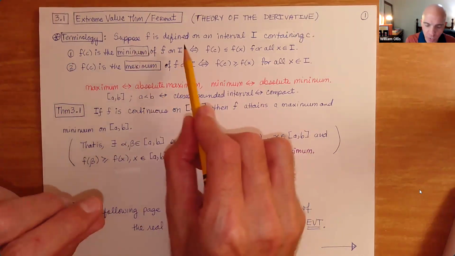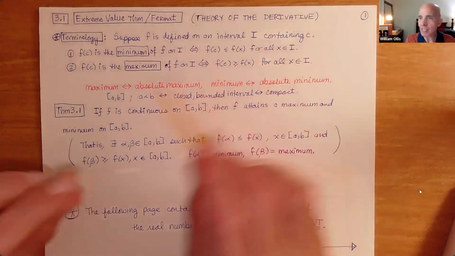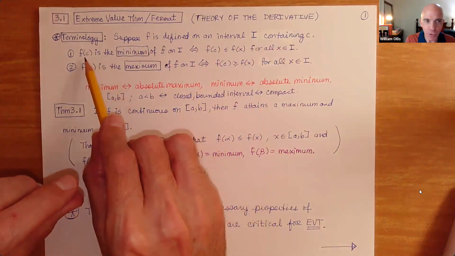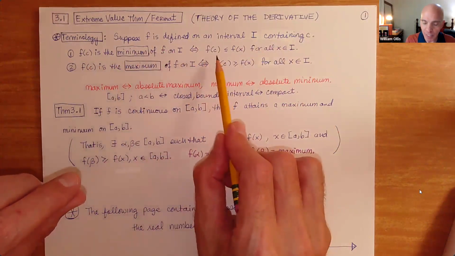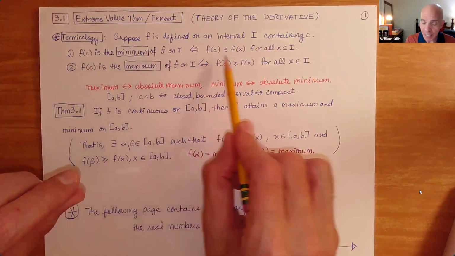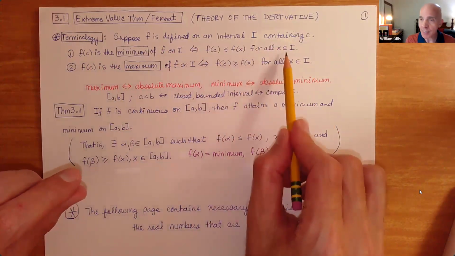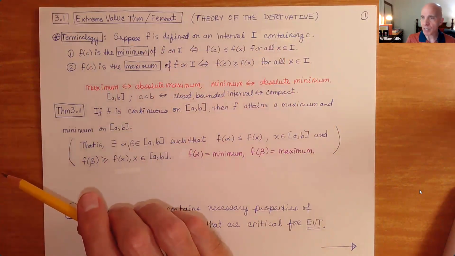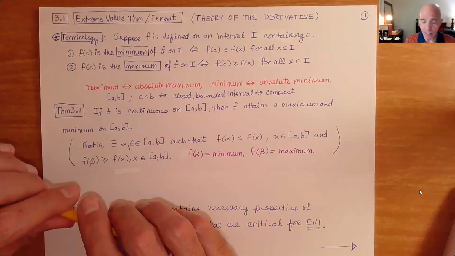So what we're going to do is start with a function defined on an interval I containing the point c. Okay, and so we're going to say that the value f of c is the minimum of f on I if and only if f of c is less than or equal to all other values of f of x where x is contained in I. So again, this appeals to your intuition and also appeals to the definitions that you wrote in your previous classes.